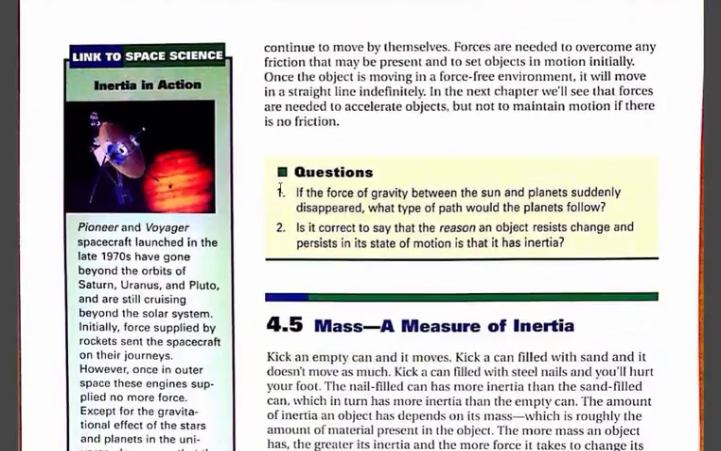Here are a couple check questions. Number 1. If the force of gravity between the sun and planets suddenly disappeared, what type of path would the planets follow? Answer. The planet would move forward in a straight line in whatever direction it was heading when the gravity turned off. Number 2. Is it correct to say that the reason an object resists change and persists in a state of motion is that it has inertia?